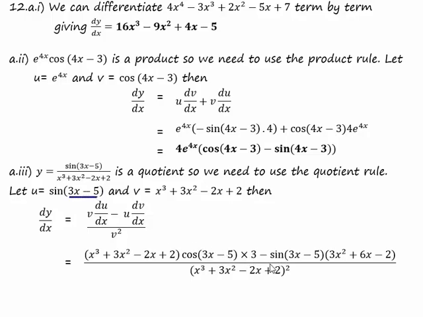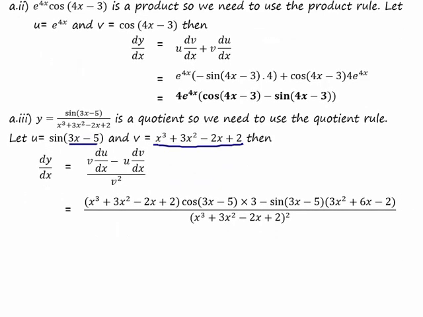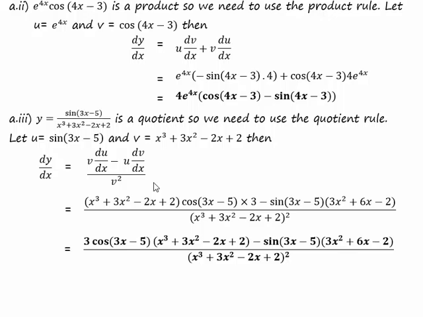u is the sine term there. The differential of the polynomial is going to be 3x squared plus 6x minus 2, and that's going to be divided by v squared. There's not much we can do here by way of simplification, so we'll just tidy it up a little bit, and we'll get 3 cos 3x minus 5 times the polynomial minus sine 3x minus 5 times the differentiated version of the polynomial over the denominator squared.